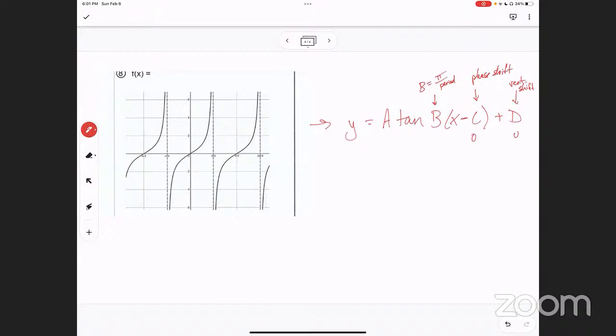That's what I was talking about earlier when we were looking at those other pictures. The period of a tangent and a cotangent graph is only pi. The period of a sine and a cosine and secant and cosecant graph are 2 pi. So that's one of the differences. B for this is going to equal pi divided by the period.